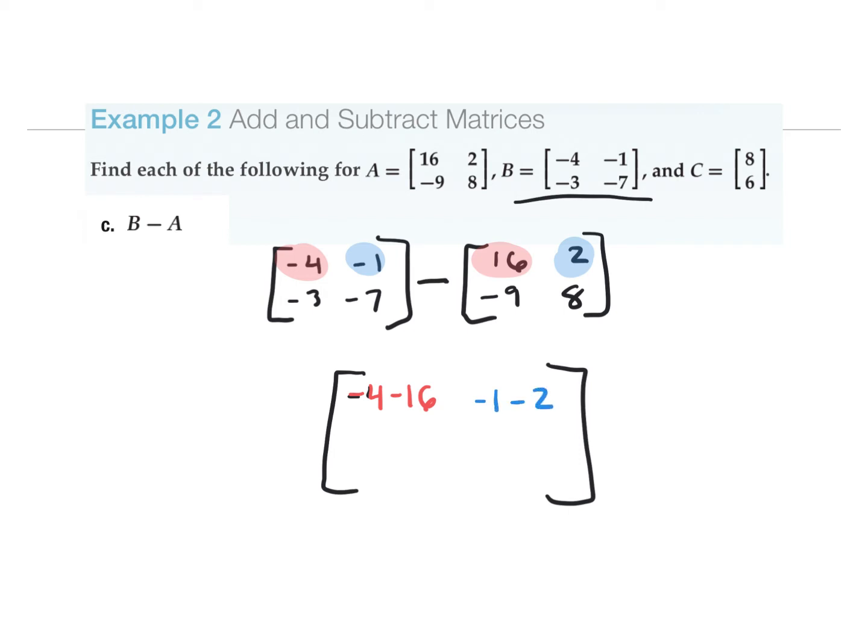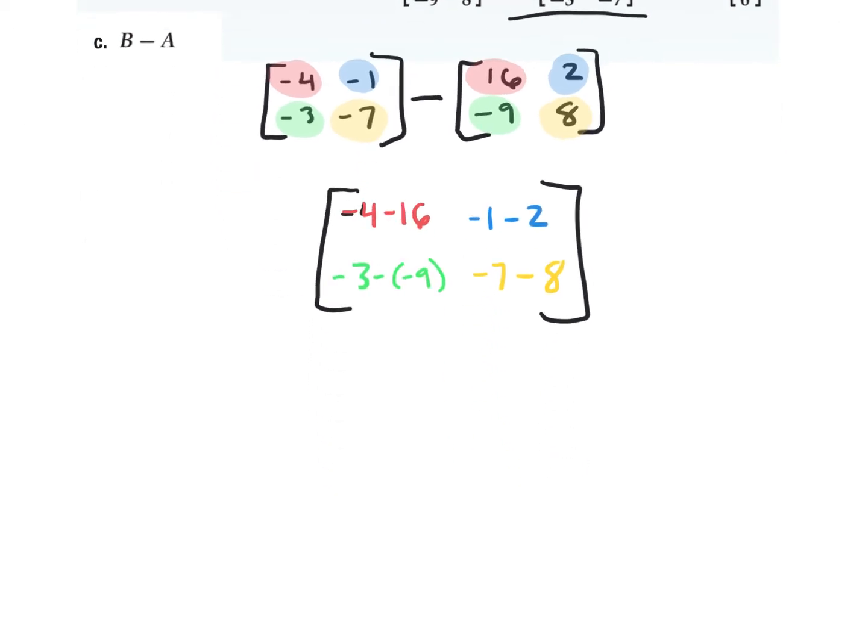Then we have lower left-hand corner, lower left-hand corner. This would be negative 3 minus negative 9. And then lastly, we have lower right-hand corner, lower right-hand corner. So that is negative 7 minus 8. So you're just doing whatever operation it tells you to. And then we just got to combine them all together.